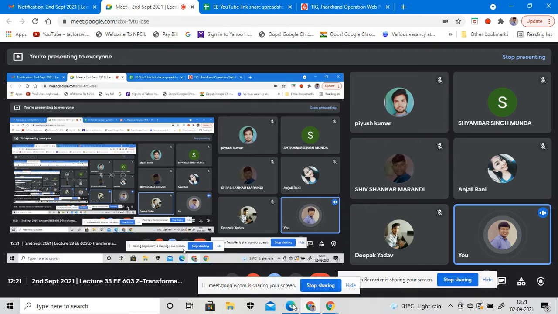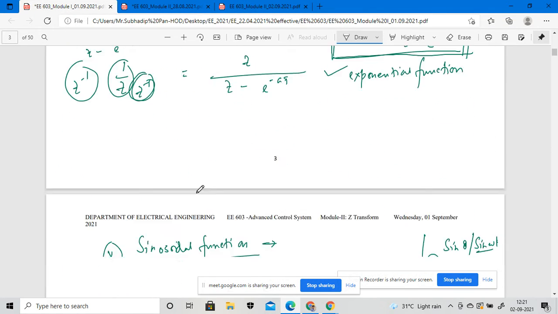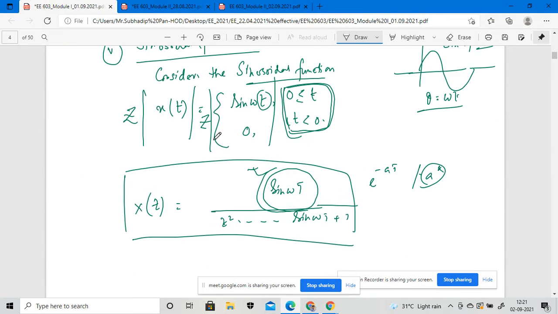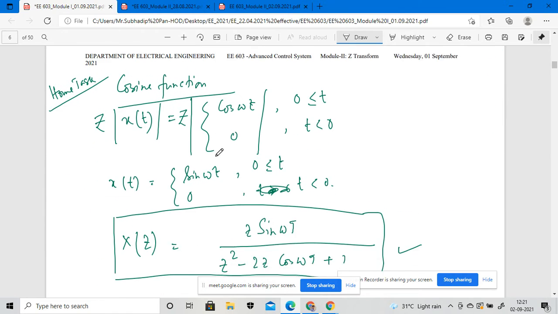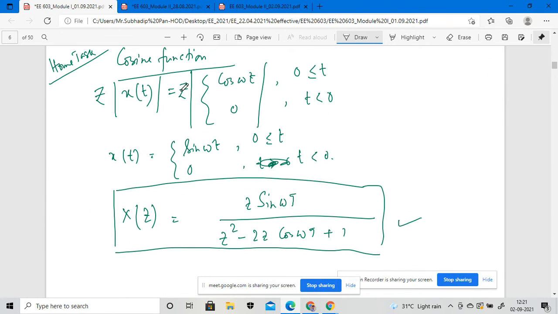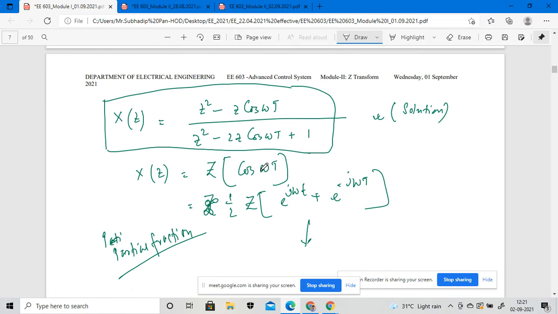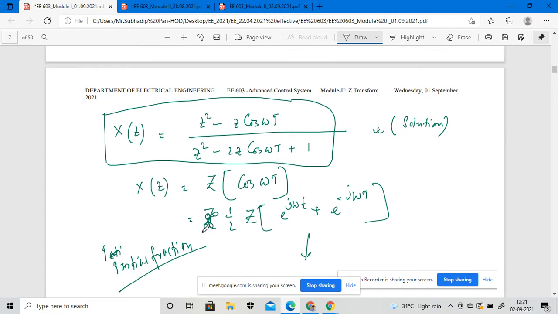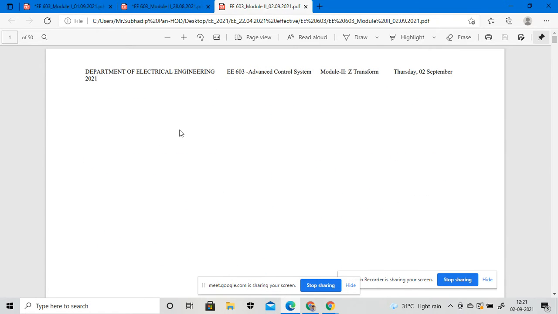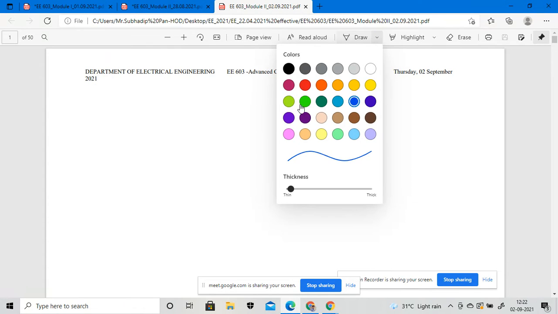So I will tell you how. We discussed the sinusoidal function. Again, I will discuss the cosine function. So first, we have to discuss how this particular output comes after applying the Z transformation of cos of omega t. Okay. So after doing the partial fraction, what is actually coming? Okay. So if I am applying the Z transformation, okay.